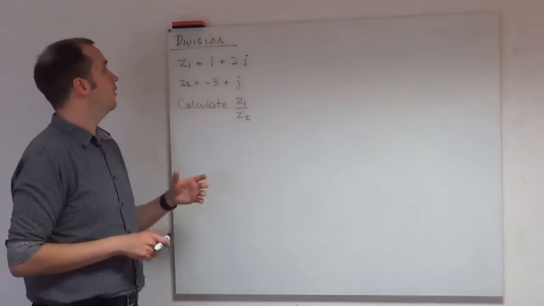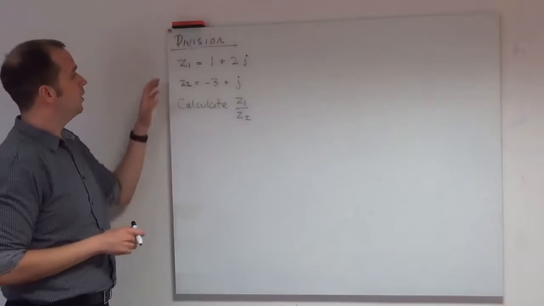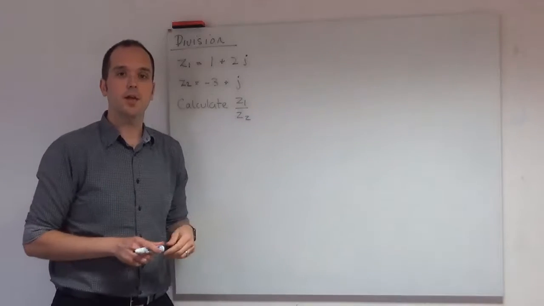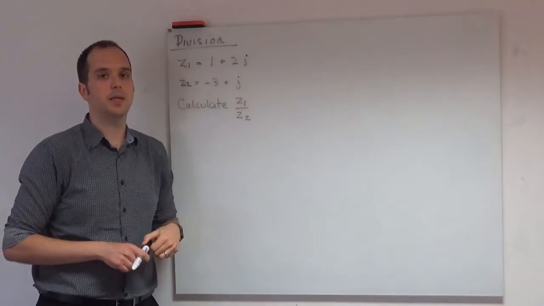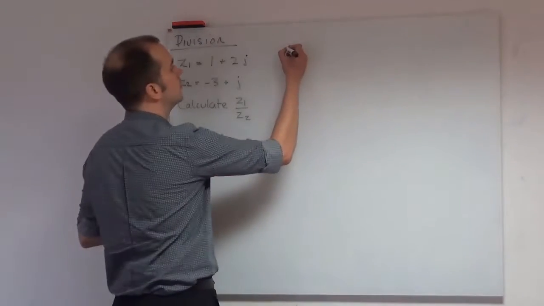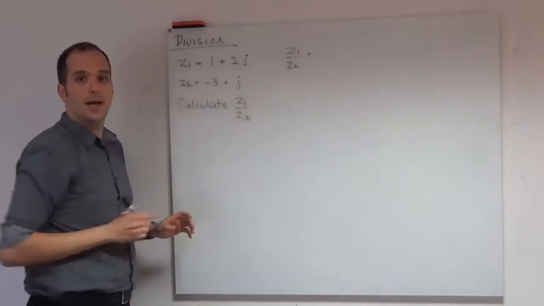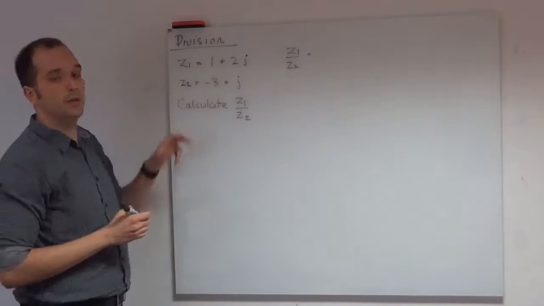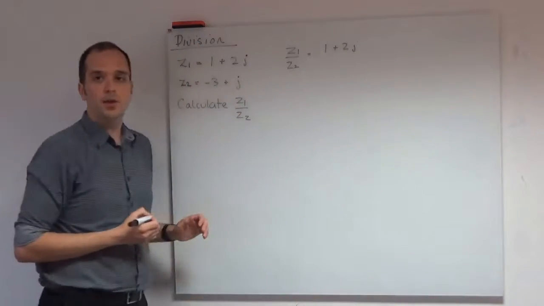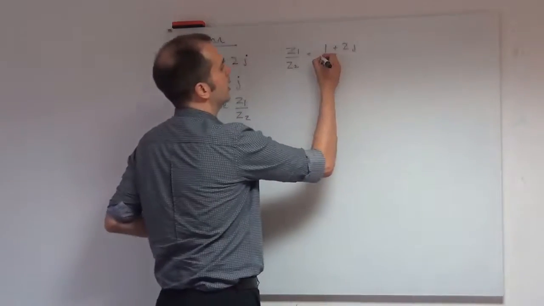Okay, so in this short video we're going to look at the division of one complex number by another one. So we've got z1 and z2 defined here, and we've been asked to calculate the value of z1 divided by z2. So let's write out z1 divided by z2. Our complex numbers are 1 plus 2j for z1, so we're going to have 1 plus 2j in the numerator, and in the denominator we've got minus 3 plus j.